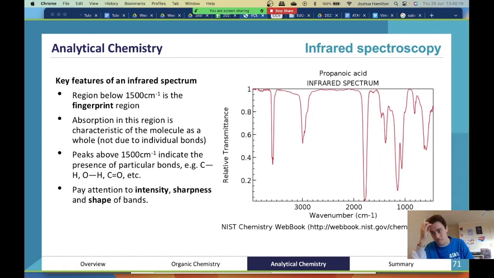It's like, for example, if you have a twin, you and your twin look very similar, but your fingerprints are different. It's that characteristic that really, really determines the difference between the molecules. So molecules that are very similar, they're like twins to each other, but they're slightly different. The fingerprint region is the thing that determines them. So absorption in this region is characteristic of the molecule as a whole. Peaks above 1500 indicate the presence of particular bonds, which are really important. Pay attention to the intensity and sharpness and the shape of the bonds or the bands. We're going to talk about these in a second.